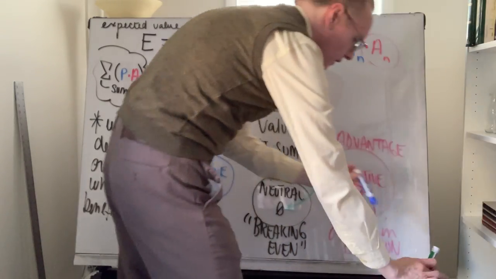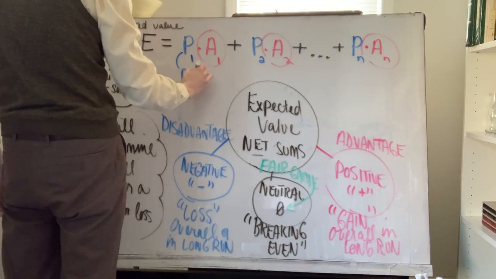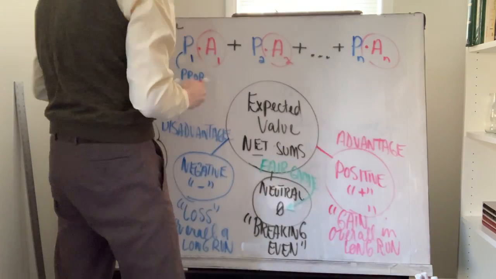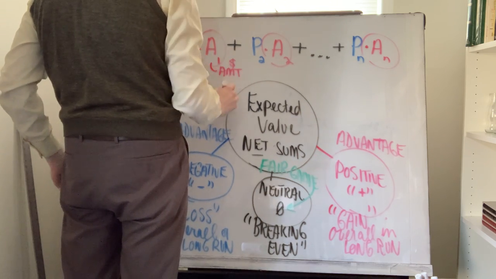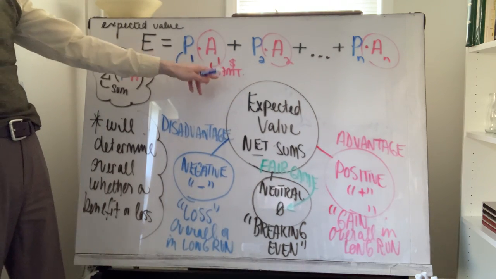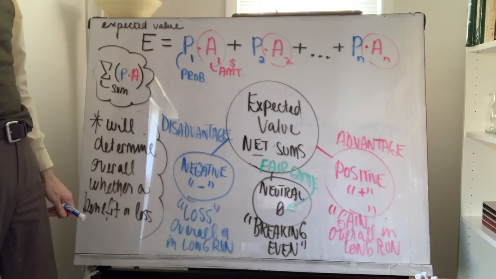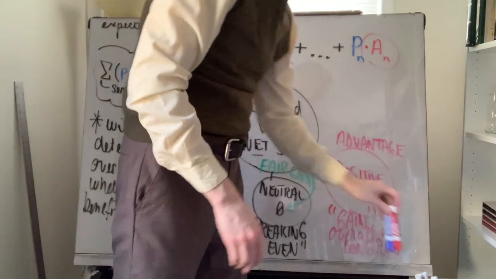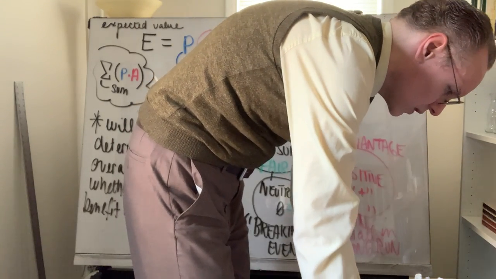All right. Just to reiterate, these P's here are each probabilities. And each of these A's are an amount, sometimes a dollar amount, associated with each of those probabilities. It isn't always about money, but it could be some other thing that's being counted or measured. But A is an amount. Okay. Now let's do a couple of examples here.